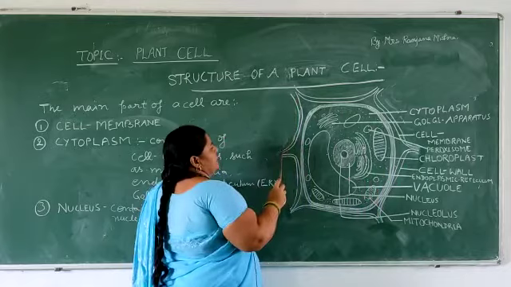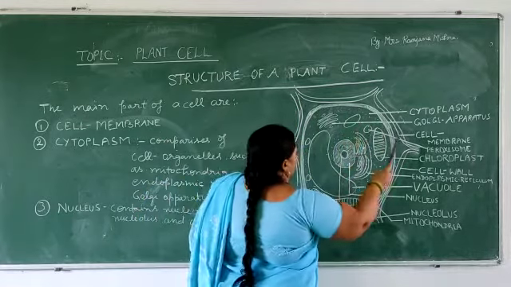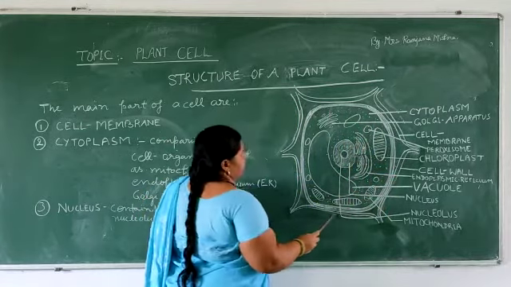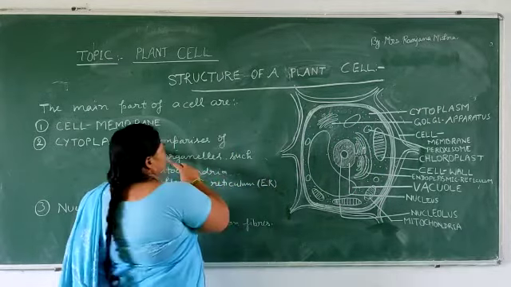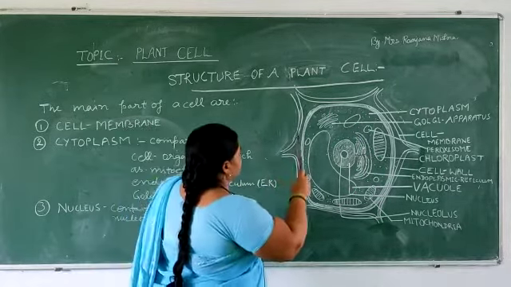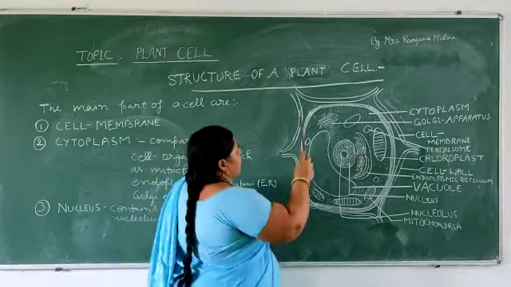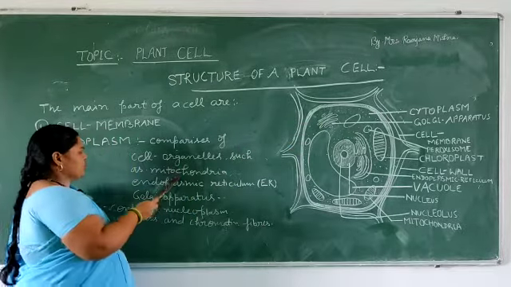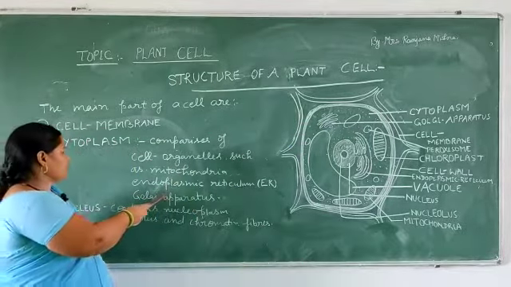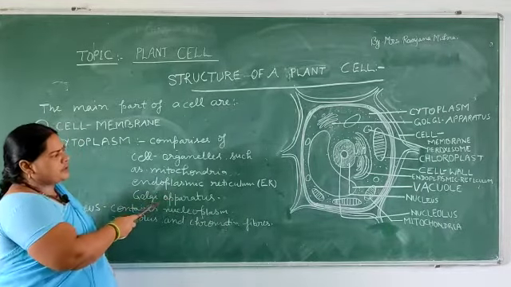This structure is rectangular in shape. Second part, we learn the cytoplasm. In the inner part of the cell membrane, there is found the cytoplasm of the cell. The cytoplasm having different cell organelles. These organelles are such as mitochondria, endoplasmic reticulum and Golgi apparatus.